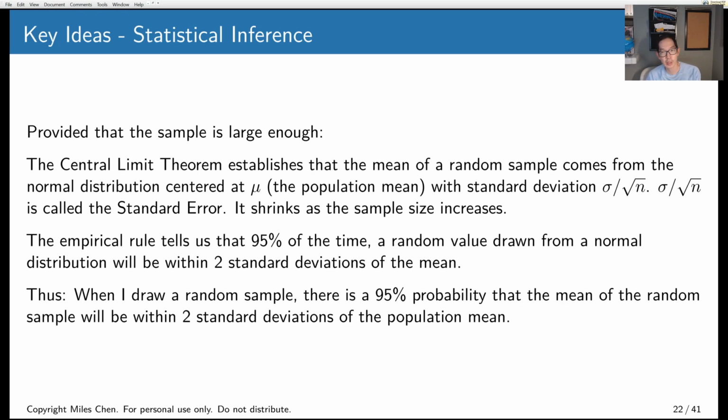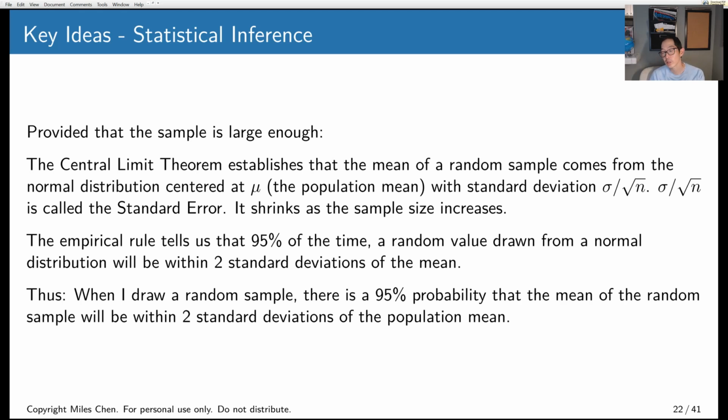So now we can start thinking about statistical inference. The central limit theorem establishes that the mean of a random sample comes from a normal distribution centered at mu, the population mean, with a standard deviation of sigma over the square root of n. That is also known as the standard error, and as the formula suggests, it shrinks as the sample size increases. The empirical rule tells us that 95% of the time, a random value drawn from a normal distribution will be within 2 standard deviations of the mean.